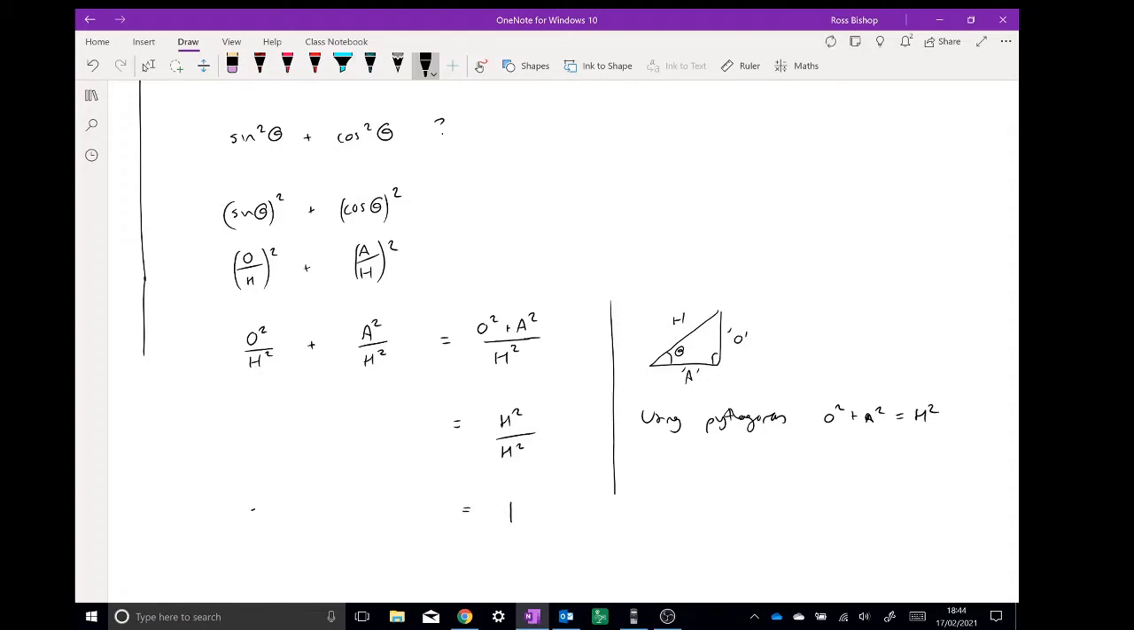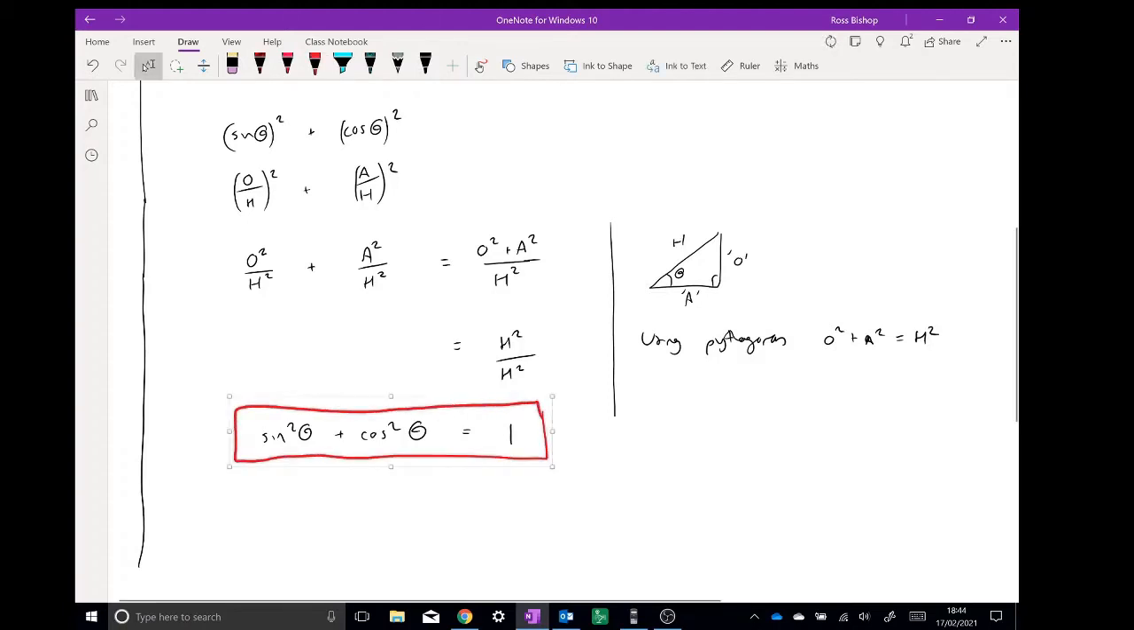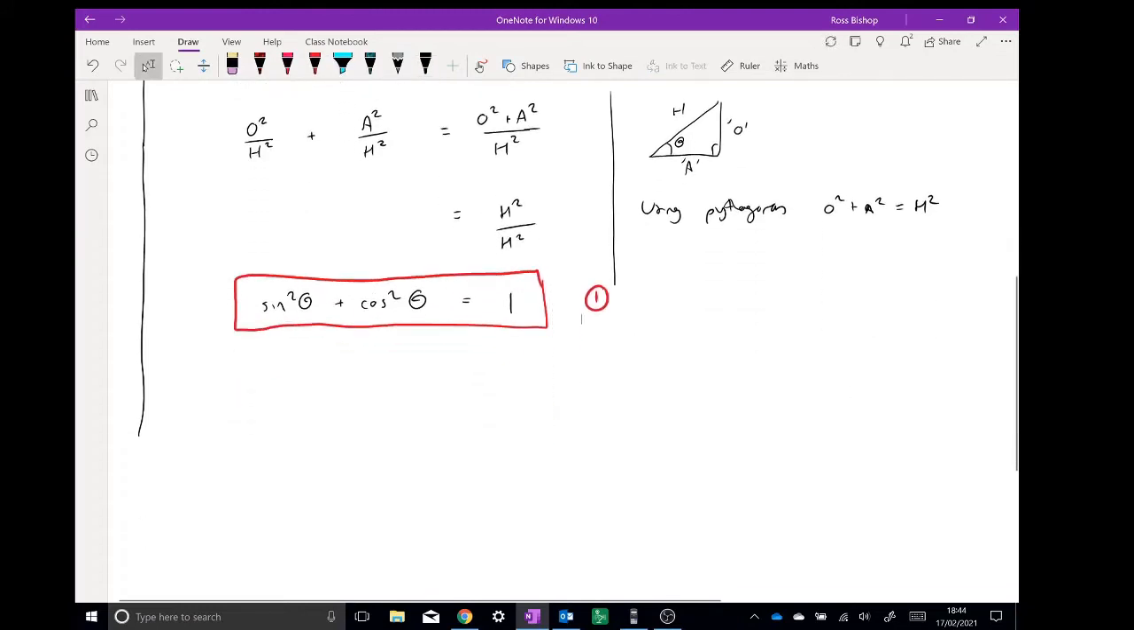Okay, so I know that sine squared theta plus cosine squared theta equals 1, and that is what we call an identity. It's something that's true for all angles, and we can use that in some questions later on. So that is identity number 1. Okay, really important one you need to know. Sine squared plus cos squared equals 1.